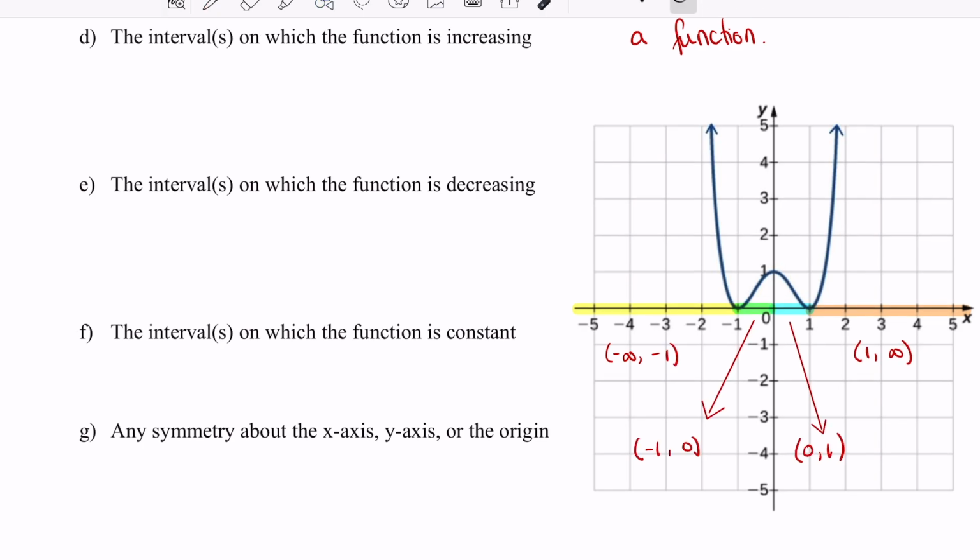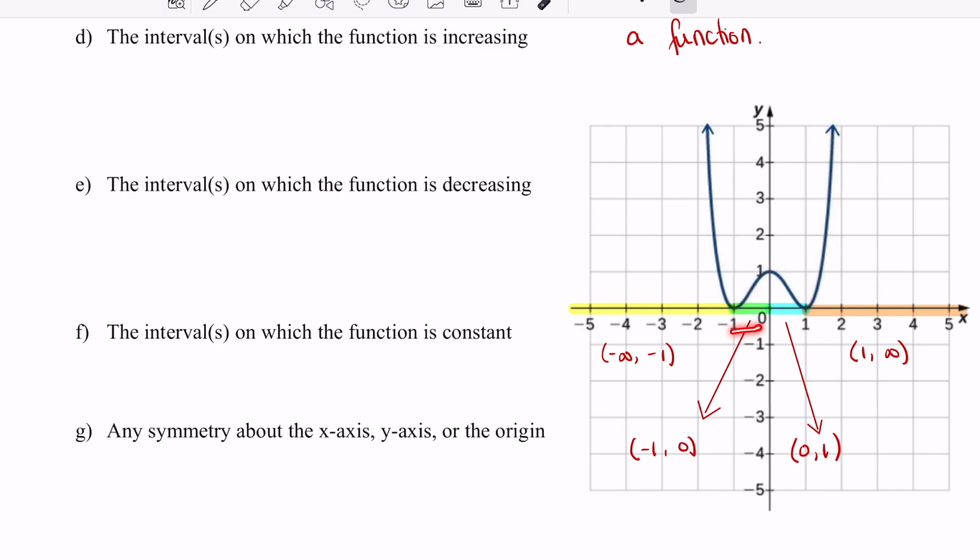The graph goes up from left to right on this part and also this part. So the function is increasing from negative 1 to 0 and 1 to infinity. Question E. Find the intervals on which the function is decreasing. A function is decreasing when the graph goes down as we move to the right. The graph goes down on this part and also this part. So the function is decreasing on the intervals from negative infinity to negative 1 and from 0 to 1.